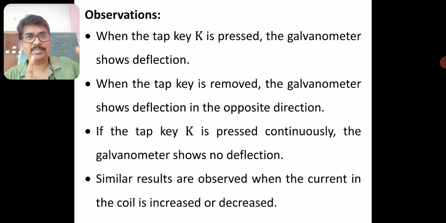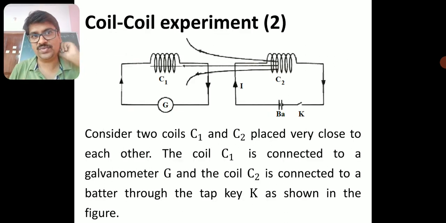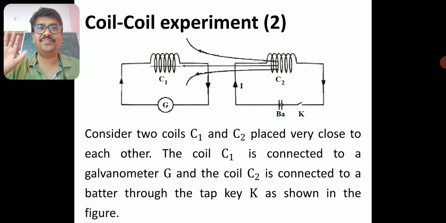When the plug key is pressed, the galvanometer shows deflection in the other coil. Look at these two. Coil C2 is connected to the battery and plug key. If I press the plug key connected to coil C2, the galvanometer in coil C1 shows the deflection. Very magical thing here. If you press this plug key, this galvanometer shows the deflection.